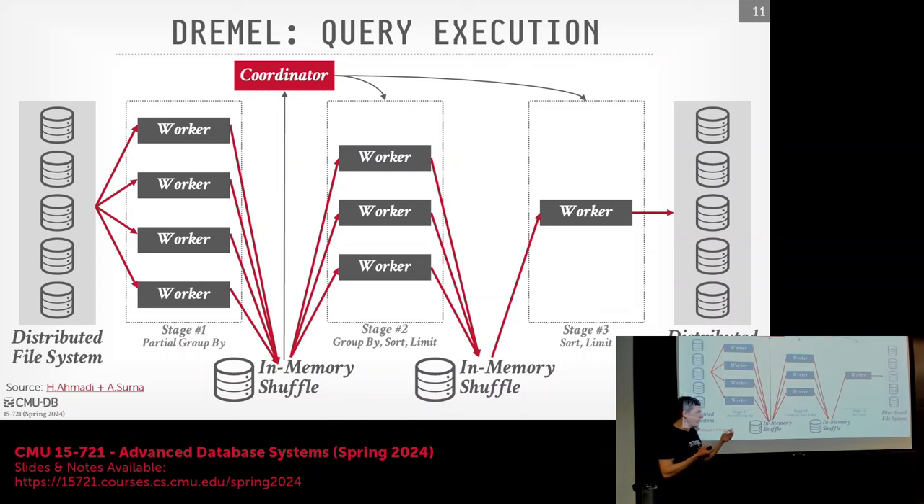The question is, is that why you're doing in-memory shuffle? Because these things are stateless and you don't want to keep them alive? Potentially. I mean, it's one of the ideas, yes. But again, there are database query plan advantages that we can leverage if we have this extra stage. We'll see in a second. Okay.